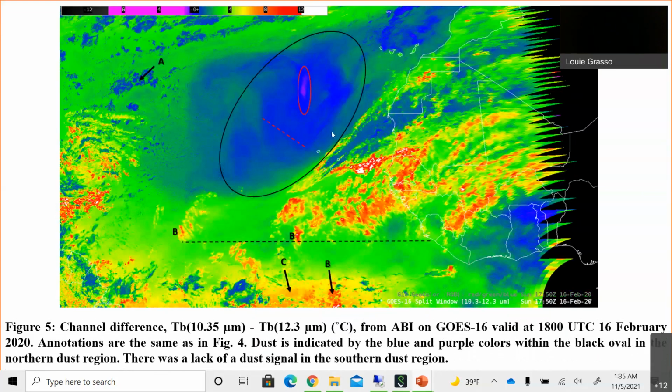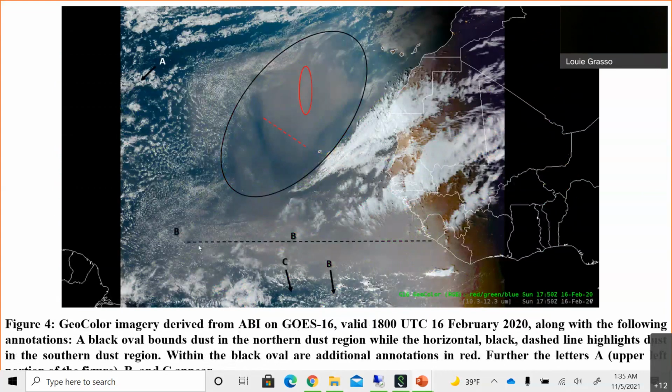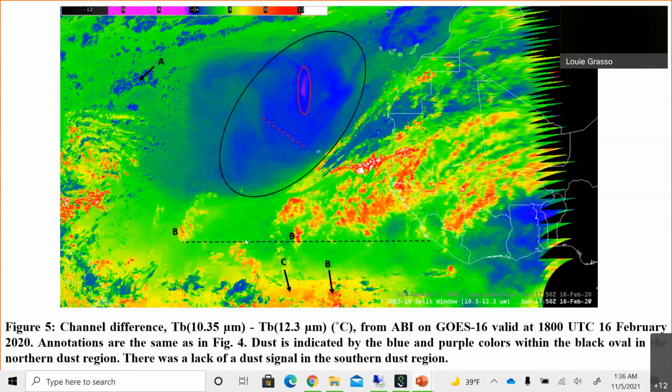All right, so the question is, why is it that in the northern dust region you see a dust signal with negative values of the brightness temperature difference in through here, but yet we can clearly see there's dust in the CALIOP instrument vertical feature map, which indicated a mixture of dust and smoke, but yet we don't have a dust signal down in the southern dust region.